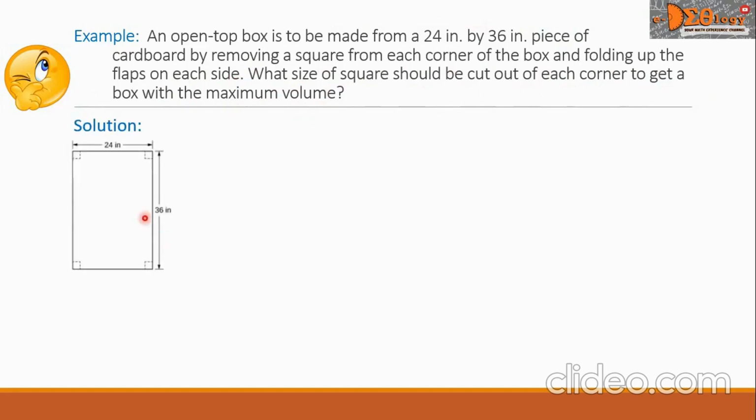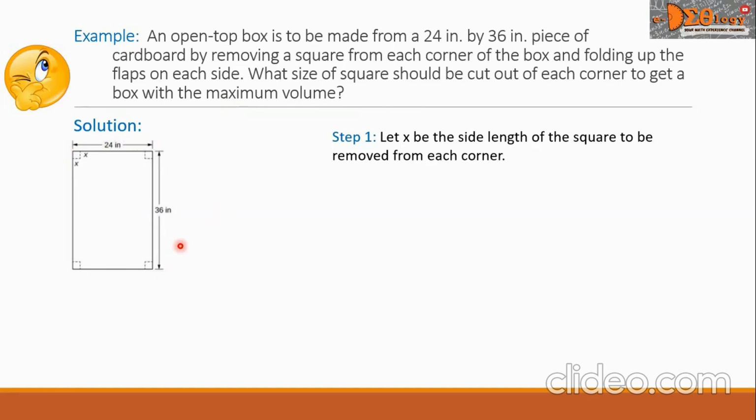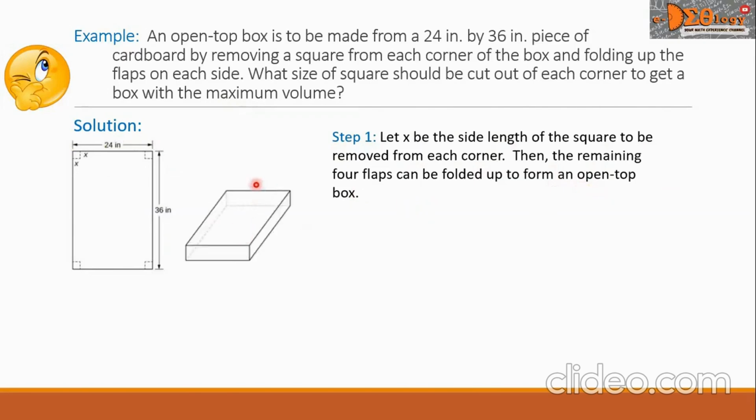First, let us draw the cardboard. Here is the 24 inches side, while this side is 36 inches. For step 1, we let x be the side length of the square to be removed from each corner. Then the remaining 4 flaps can be folded up to form an open top box. Just like this.